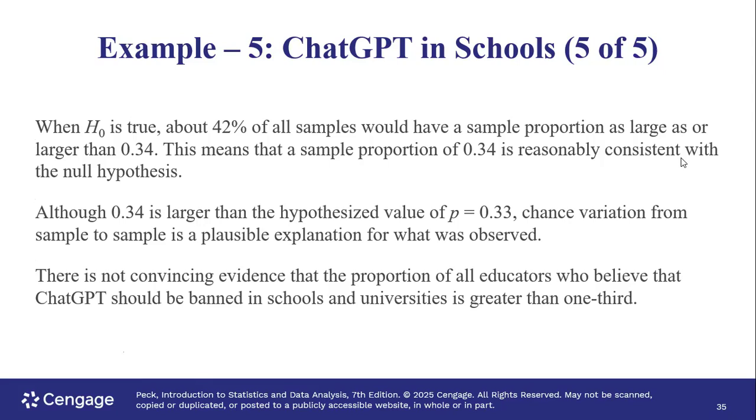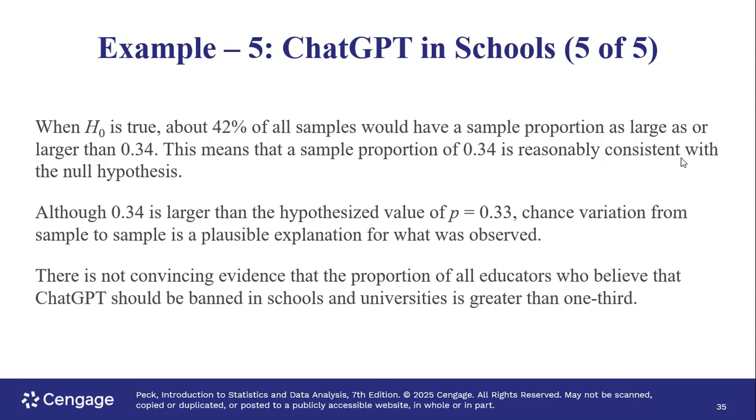When H0 is true, about 42% of all samples would have a sample proportion as large or larger than 0.34. Therefore, this means that a sample proportion of 0.34 is reasonably consistent with the null hypothesis. Although 0.34 is larger than the hypothesized value of p equal to 0.33, chance variation from sample to sample is a plausible or possible explanation for what was observed.